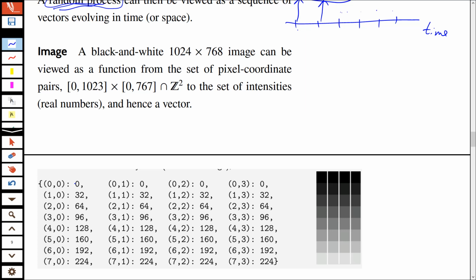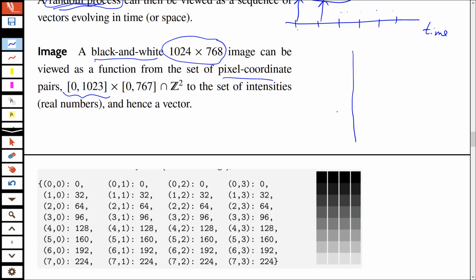Now even images can be represented as vectors. For simplicity, we go for a black and white image, because for different colors you will use different vectors. So let's say I have a black and white image, 1025 by 768 pixels. So these pixel coordinate pairs can be seen as the interval from 0 to 1023, and the interval from 0 to 767, and this notation will also include the real numbers. So you take the intersection with the integers.